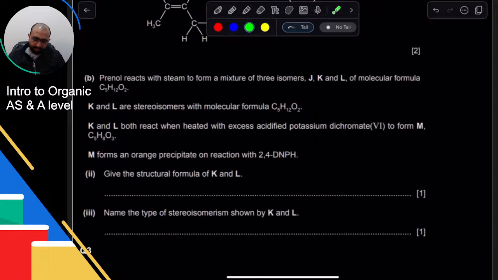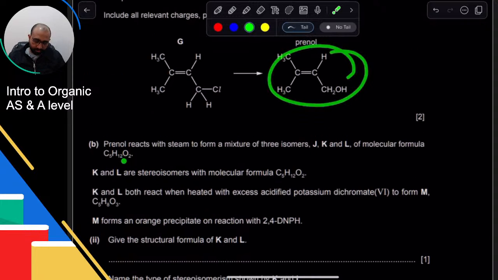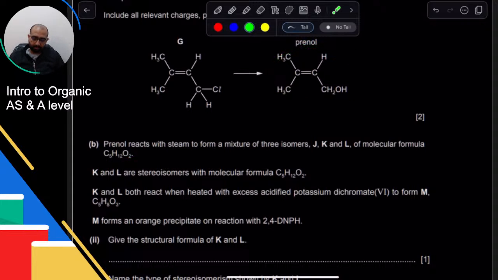Prenol reacts with steam to form a mixture of 3 isomers J, K, and L of molecular formula this. तो basically उसने किया क्या है? This thing has now gotten 2 oxygen. ठीक है? उसने Steam के साथ react किया है. 2 oxygen अब हो गए हैं उसके पास. ठीक है? अब देखते हैं कि ये किस तरह से रिएक्ट किया होगा.